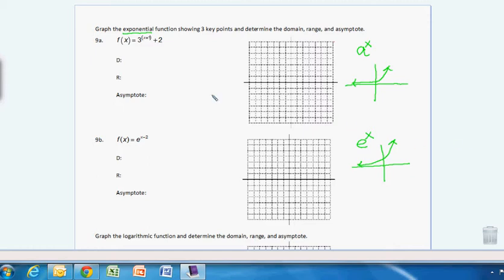So taking a look at 9a, this is going to tell us to shift left 1. We're going to go back. Left 1. Okay, and then this plus 2, that's going to tell us to go up 2. And the 3, that's our a value. That's our base number.